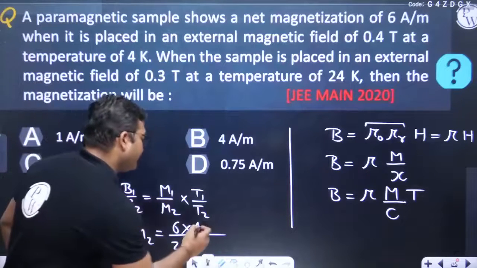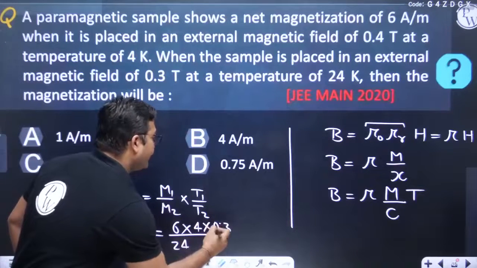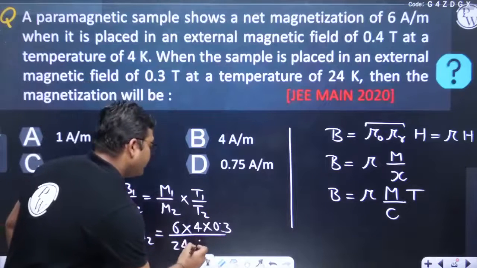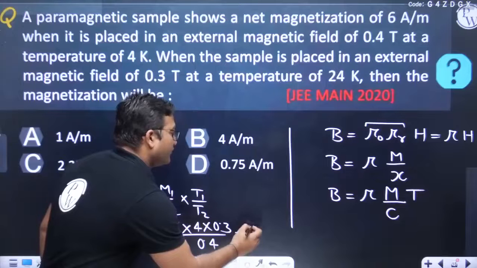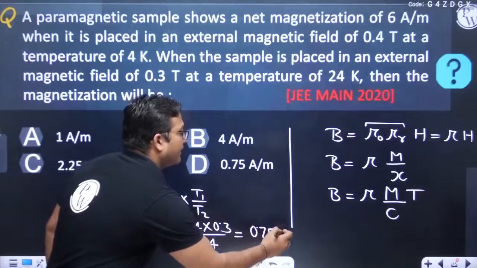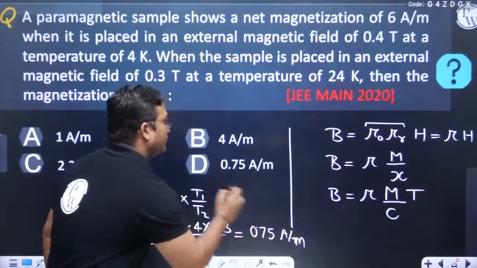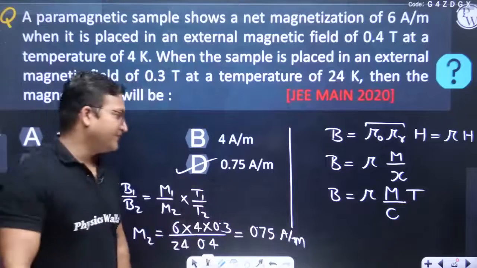have B2 here. So B2 is 0.3 Tesla and B1 is 0.4 Tesla. So this comes out to be 0.75 ampere per meter. So option D is your correct choice.